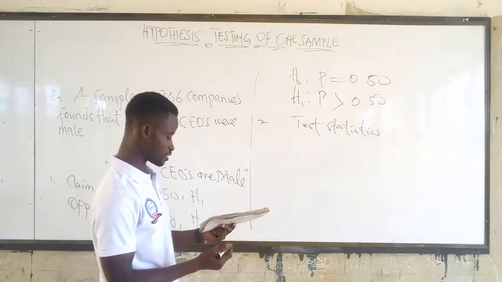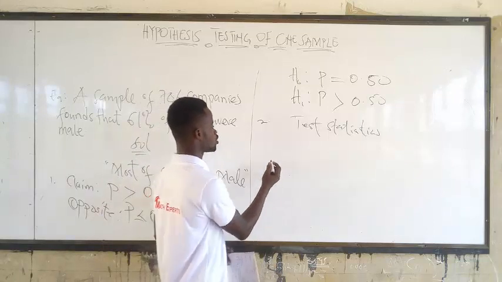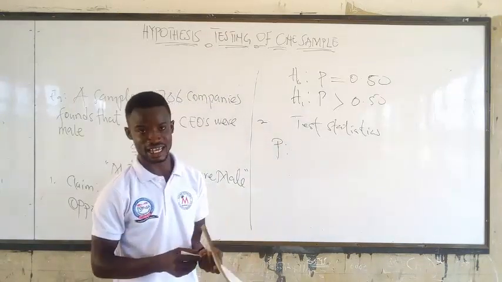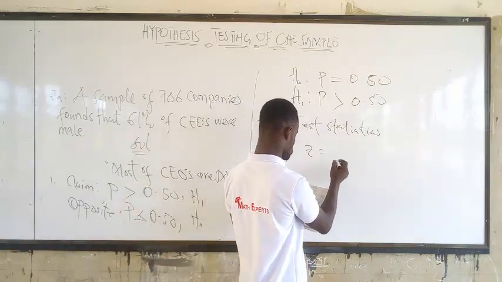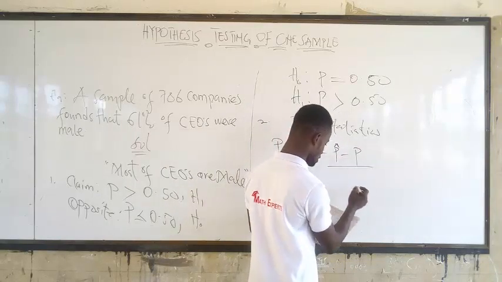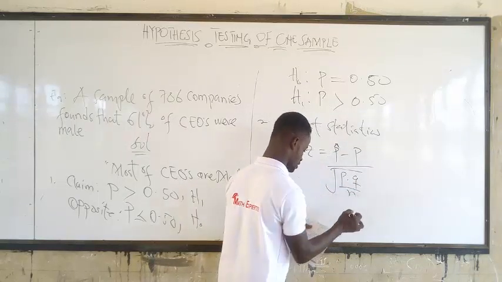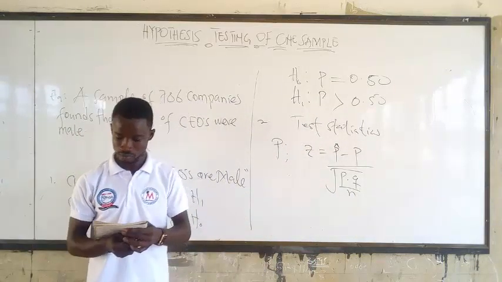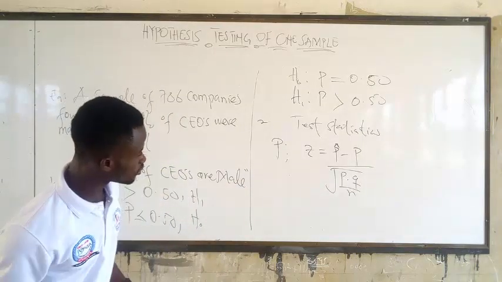Statistics. Alright. So we know that this is talking of a proportion. So that means that we are going to use the proportion test statistics. So that's going to be z is equal to p hat minus p, all this over square root of p times q over n. Alright. So that's going to be our test statistics.